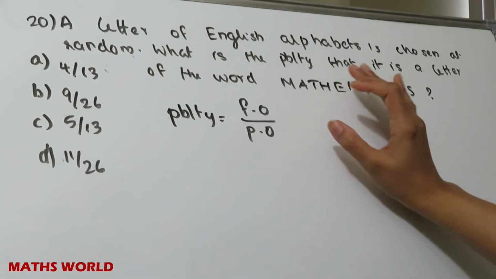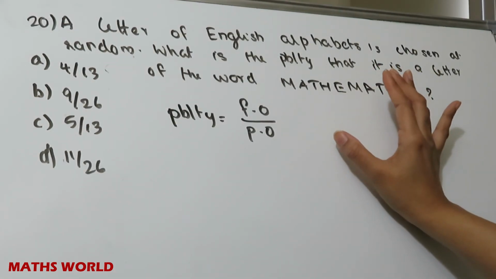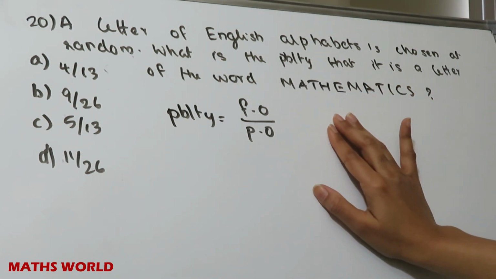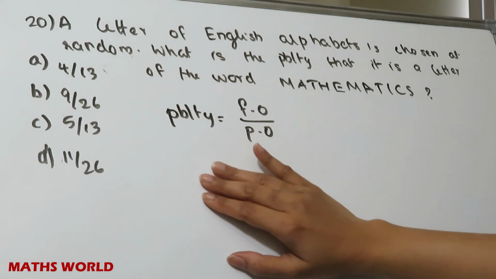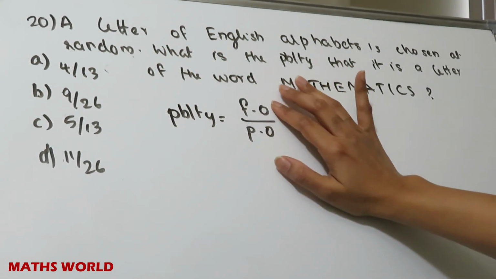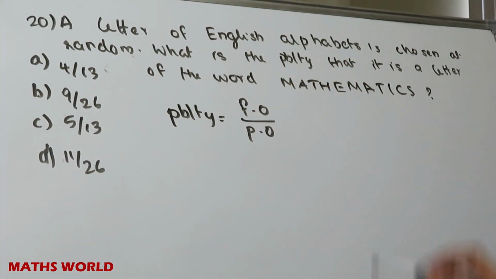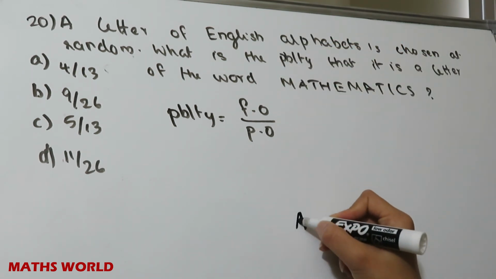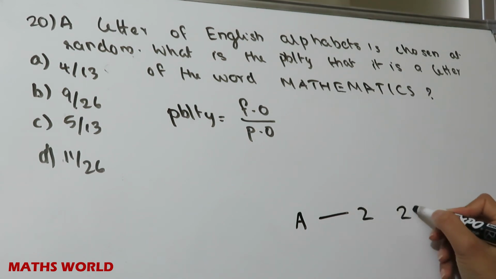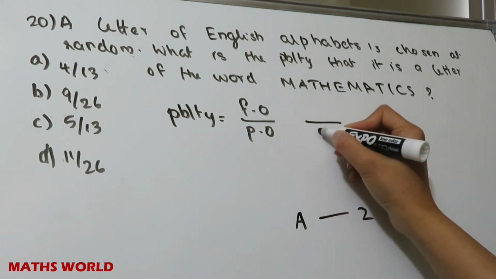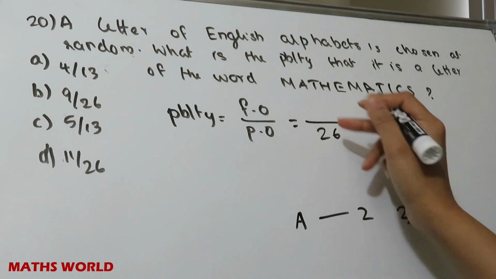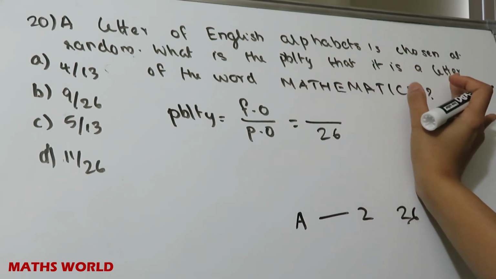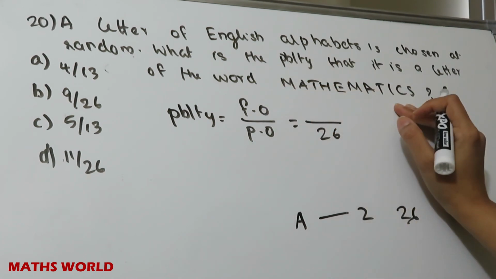Question number 20. A letter of the English alphabet is chosen at random. What is the probability that it is a letter of the word mathematics? 4 options are there. Probability means favorable outcomes by possible outcomes. Here a letter is chosen from the English alphabet, that is A to Z. Total 26 letters are there. So possible outcomes will be 26. Now we need to find favorable outcomes. We need to find the probability of getting a letter of the word mathematics.